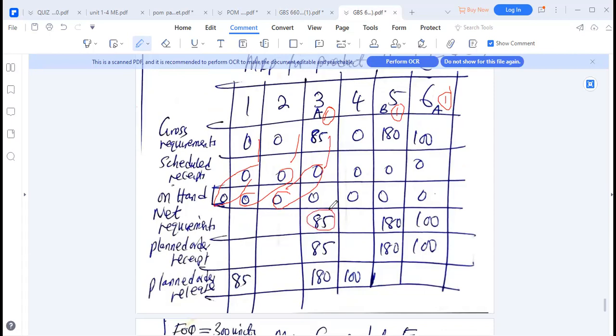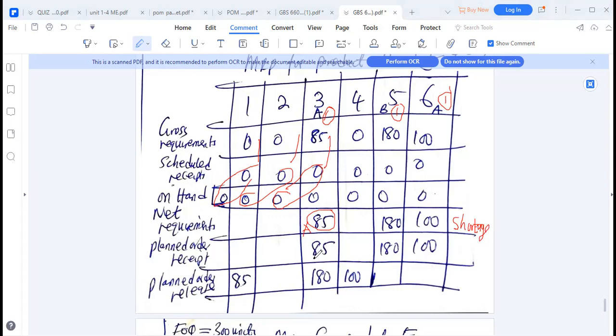What does it mean? We need to order the requirements. It's because it's lot for lot. So net requirement, the shortage. So meaning order the shortage under this one. Okay, so now to the ordering policy. So we have ordered 85 units.